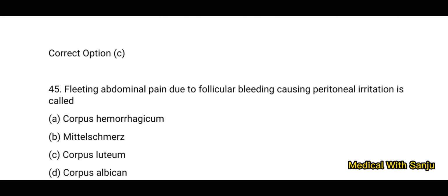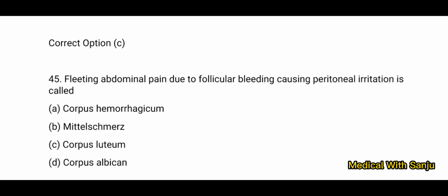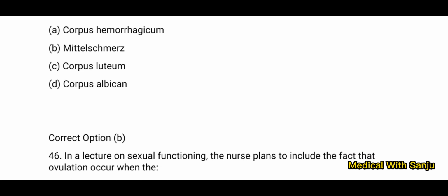Question number 45. Flattening abdominal pain due to follicular bleeding causing peritoneal irritation is called. Option A. Corpus hemorrhagicum, option B. Mittelschmerz, option C. Corpus luteum, and option D. Corpus albicans. Option B is right answer.